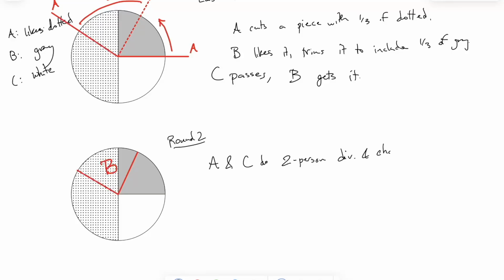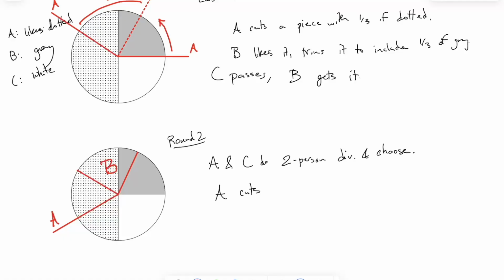All right, so A cuts it. Where should A cut this? Remember, A likes the dotted portion, so A is going to cut this into 2 pieces having equal amount of the dotted area. I think there's one place that makes sense. Something like that. I'm trying to cut the dotted area in half evenly. All right, somewhere around there. It can be hard to know exactly where to put the line, but something like that.